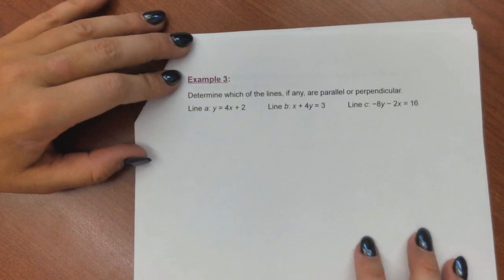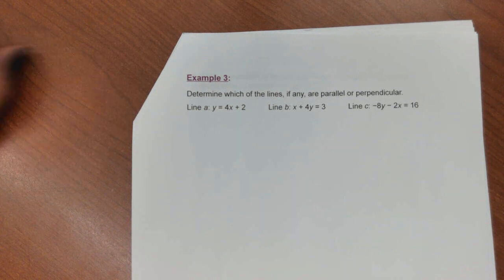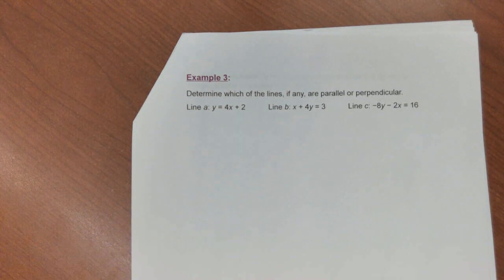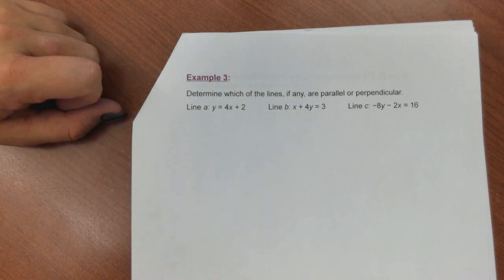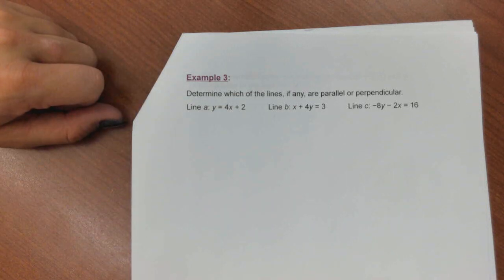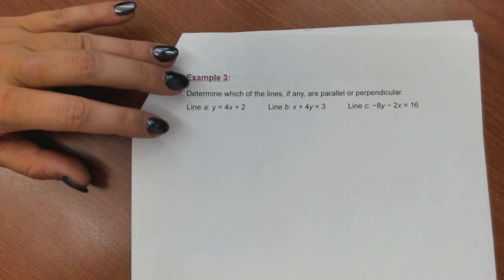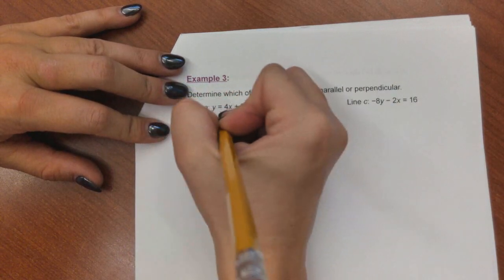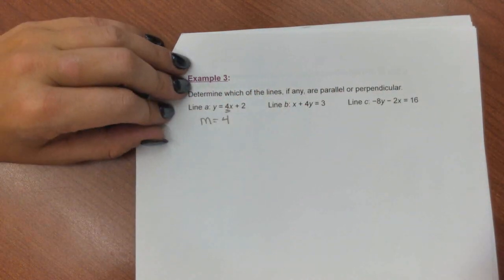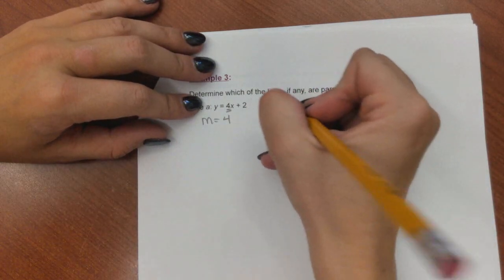For example 3, let's decide if any of these are parallel or perpendicular. In order to determine if the lines are parallel or perpendicular, we have to figure out what their slopes are. Remember, lines with the same slope are parallel. Lines with opposite reciprocal slopes are perpendicular. Line A is already in slope-intercept format, so we know the slope is 4. Let's do line B.